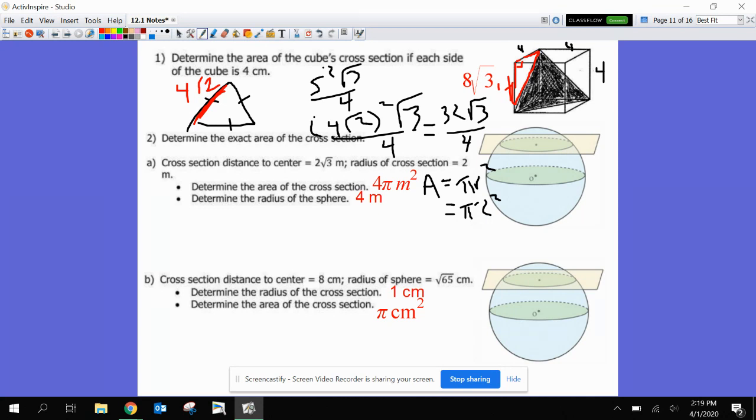Now, here's the challenging part. This is the part that would concern your teacher the most. This is what you need to really drill into your head. This is the important part. Finding the radius of the sphere. Now, here's what we need you to know.